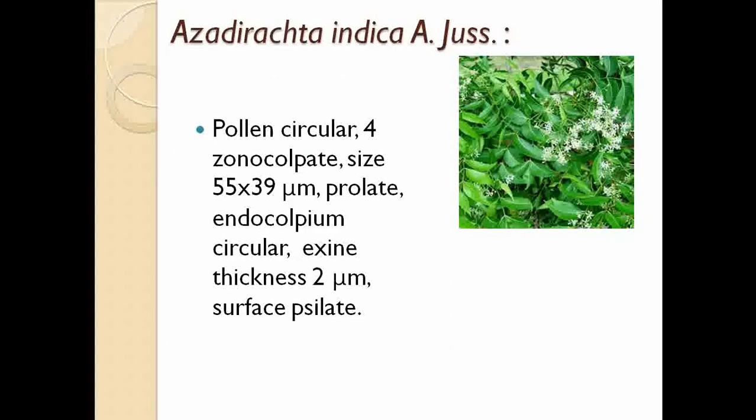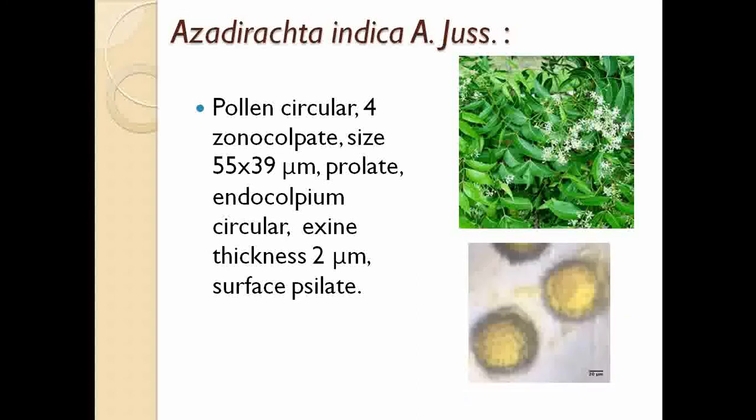Then see our second example, which we observed after performing the acetolysis, that is Azadirachta indica. See here the pollen grains, they are almost circular. Then they show the presence of four apertures. So what is the role of those apertures? From those apertures, or germ pores, the pollen tube grows, or the pollen tube comes outside. So here the pollen grain is circular.